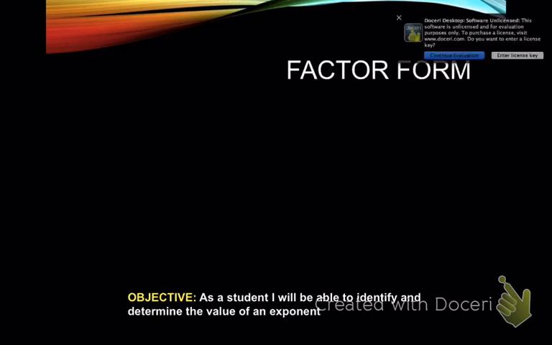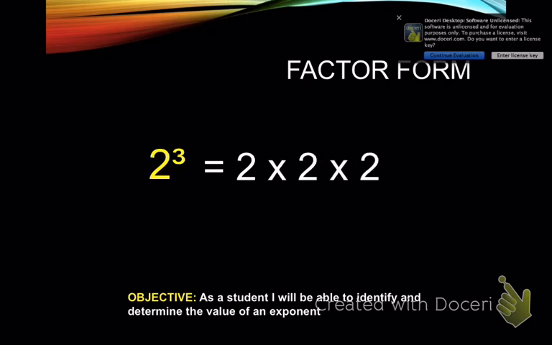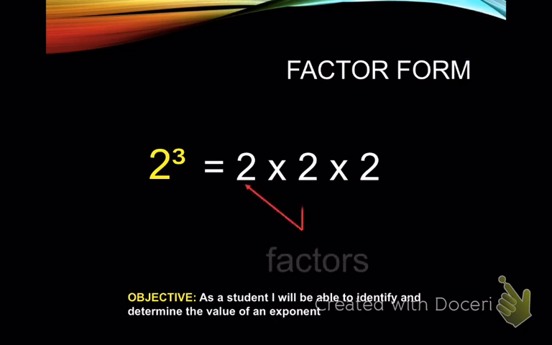Well, let's change that into factor form. Yes, let's change it to factor form. 2 cubed in factor form is simple. It's just 2 times 2 times 2. Remember, our 2 is our factor, and the 3 tells us how many we have, which happens to be 3 of them. So 2 times 2 times 2.